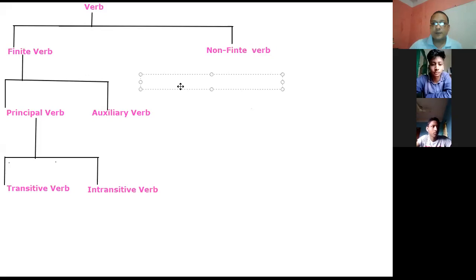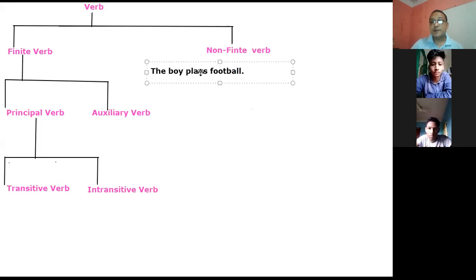the boy plays football. This sentence is a transitive sentence, and play is a transitive verb. Play is a transitive verb because it has an object, that is football. If you don't say football, the boy plays.